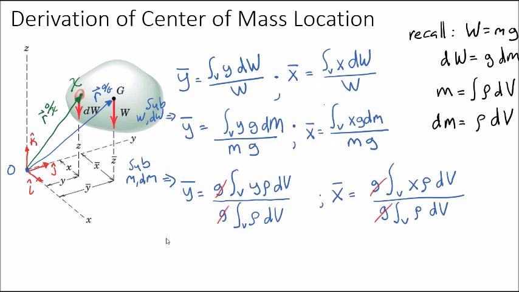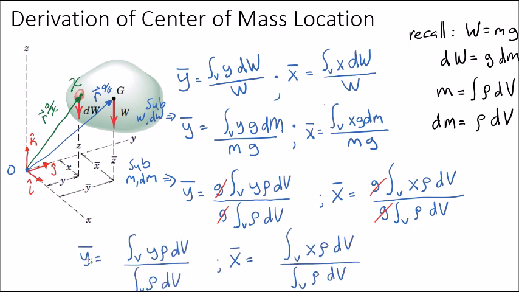We can cancel out gravity and pull that out since it is a constant, and we get that y bar, the location of our center of mass from the x-axis, is equal to the integral over the entire volume of y times the density dV over the integral of the density times dV. Similarly, x bar is equal to the integral over the entire volume of x times our density dV divided by the integral over the entire volume of our density dV.